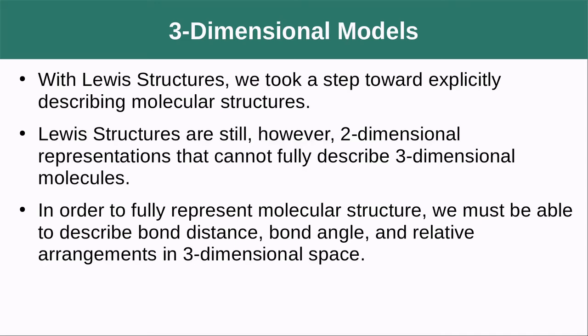So with the Lewis models, we've been looking at two-dimensional representations of molecules, but molecules are three-dimensional objects. So in order to fully represent the molecular structure, we must be able to describe the bond distances, bond angles, and relative arrangements in three-dimensional space.